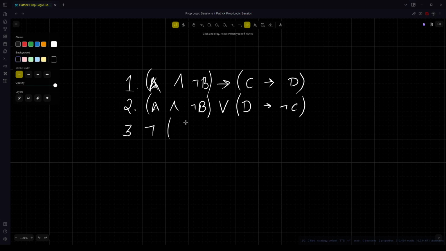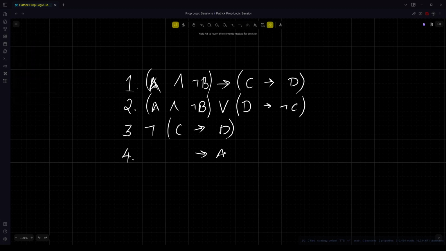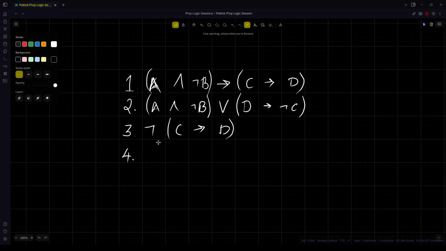Not C implies D. Not C implies A. Wait, I should write that in one. Is there a fifth premise? No, there's a conclusion.